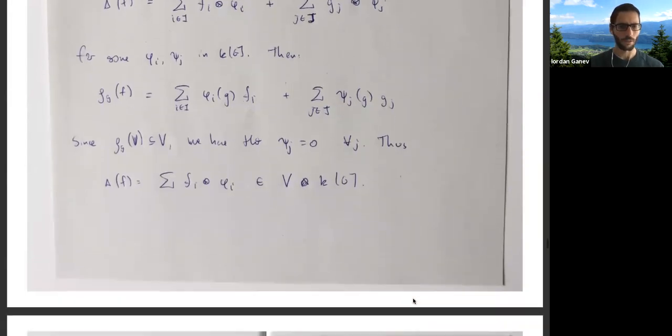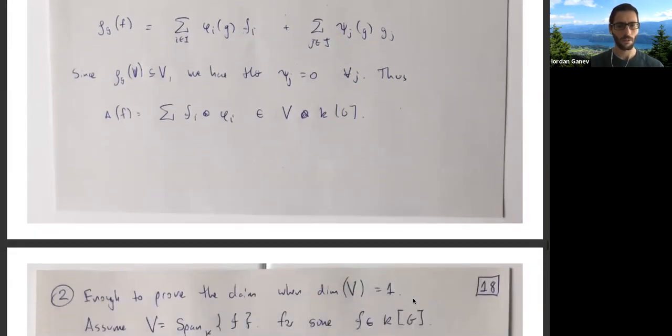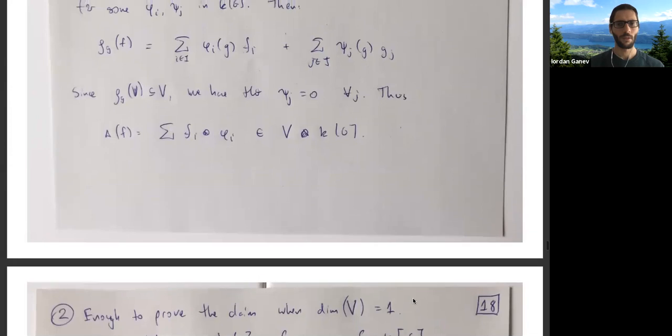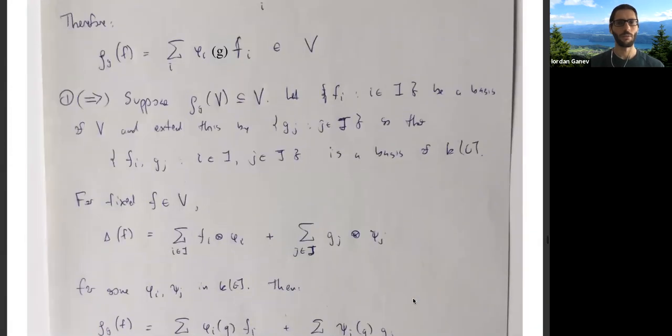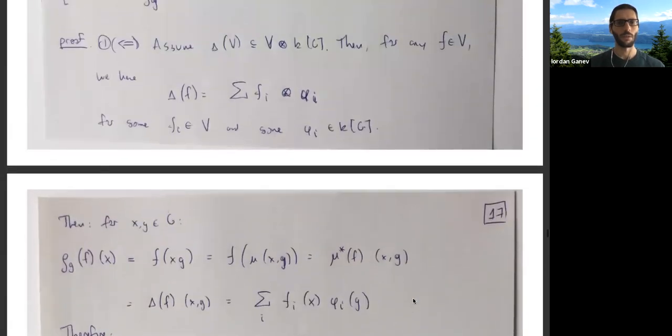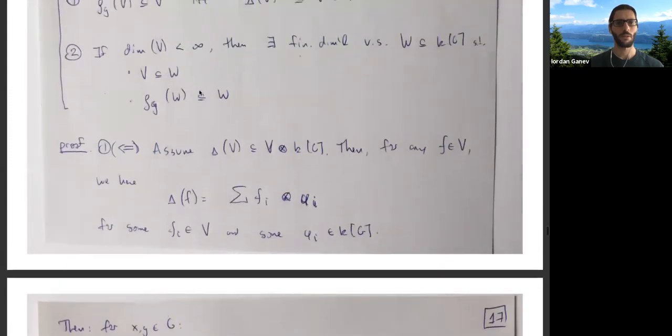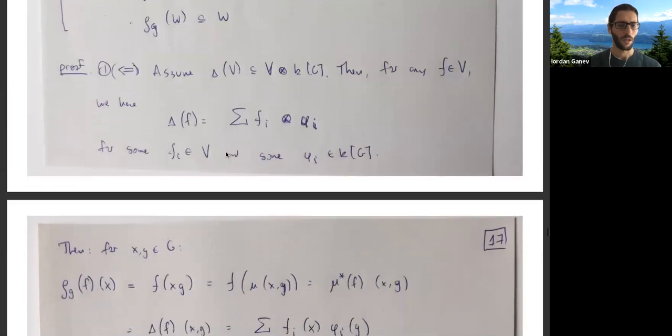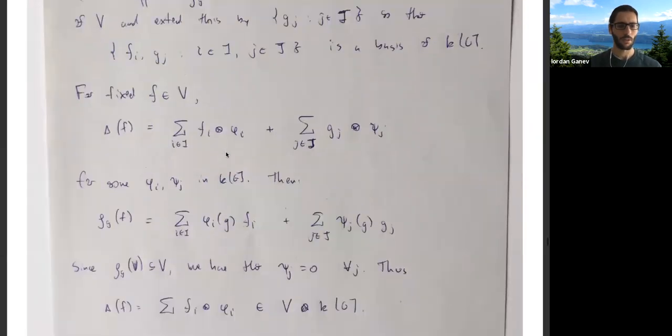Okay, so let's move on to the second part. So in the second part, I'll scroll back to remind you what the second part says. Second part says that if we have any finite dimensional subspace of the affine algebra of G, then we can find a bigger subspace that's still finite dimensional, that's stable under rho sub G. Okay, so how do we prove this?